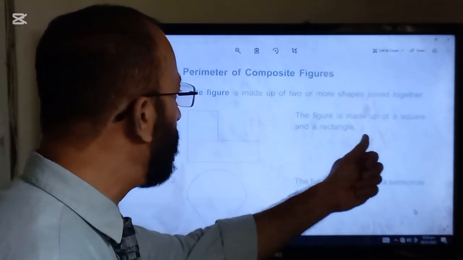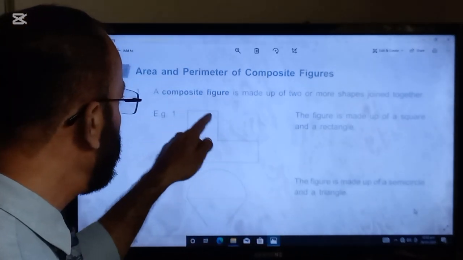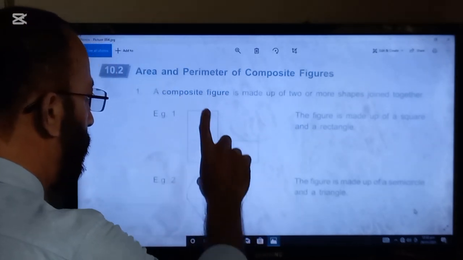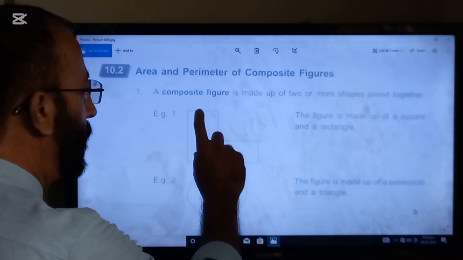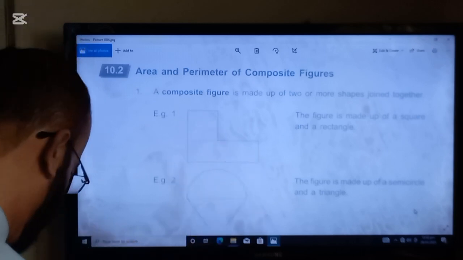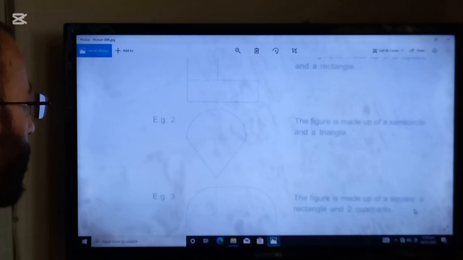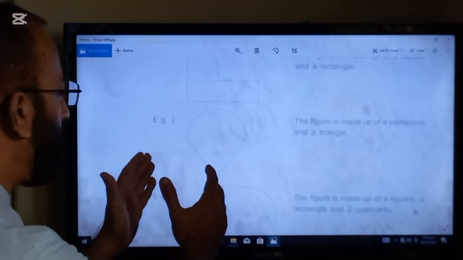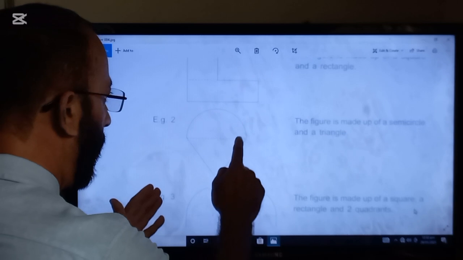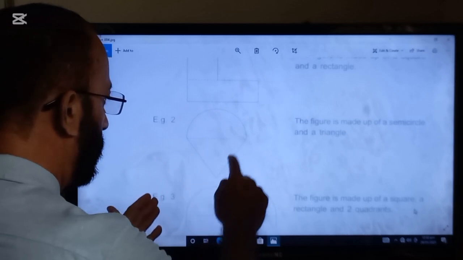The figure is made up of a square. Here is a square and a rectangle, and this is the rectangle. So this is a composite figure, which is actually the joining of a square and a rectangle. Another example is here. This is a composite figure made up of a semicircle and a triangle.